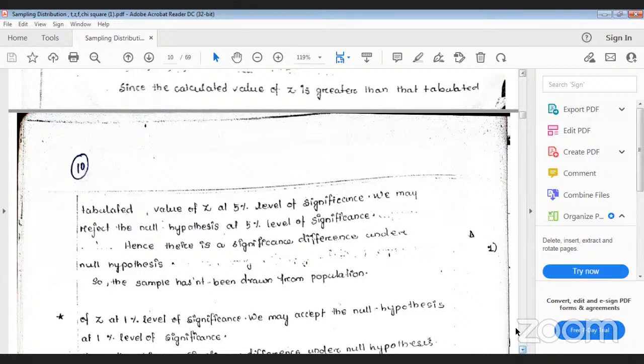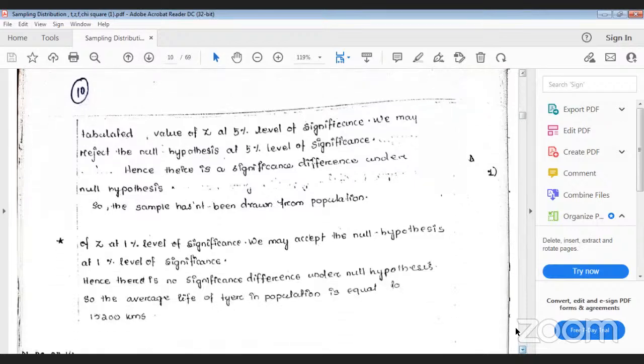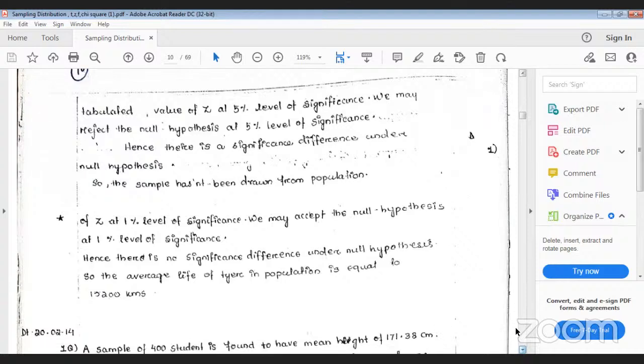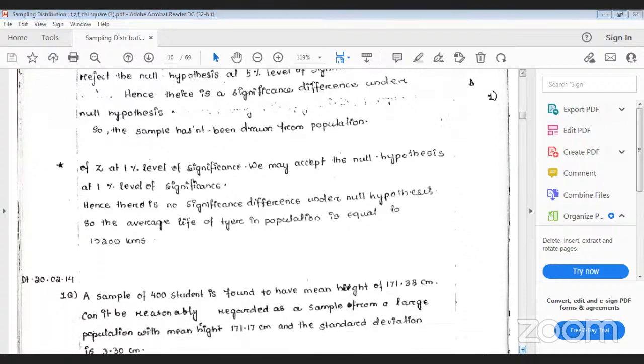So the hypothesis we have taken, that the sample has been drawn from the normal population, is not true. Similarly, at 1% it is also tested, and the same answer is written. So next we'll come to another question.